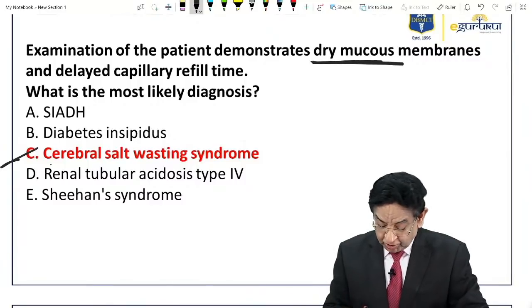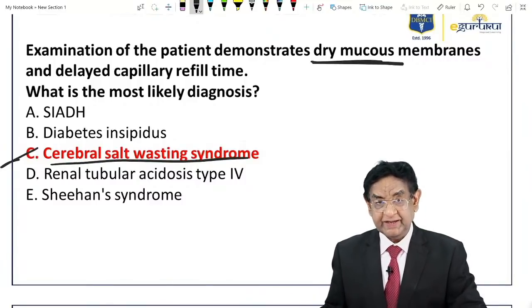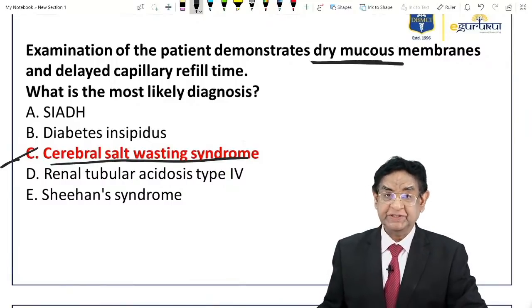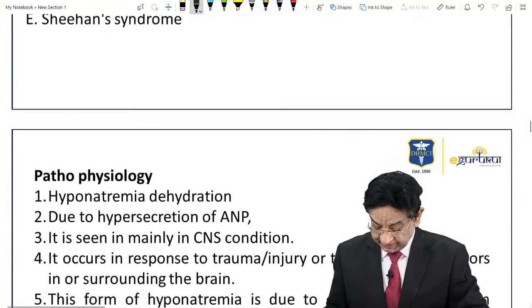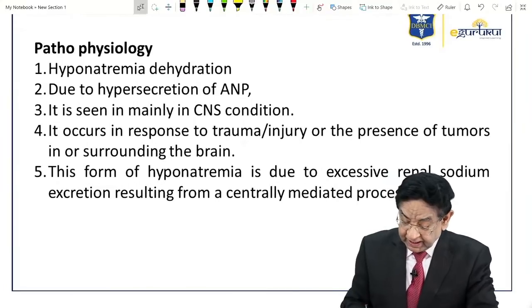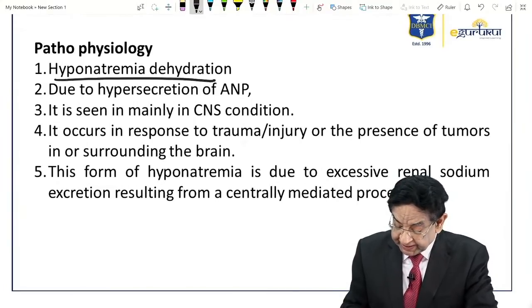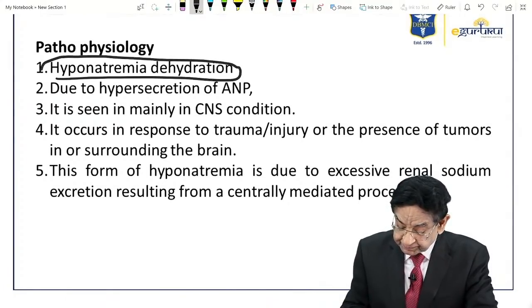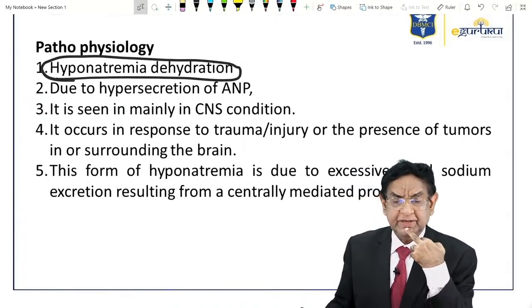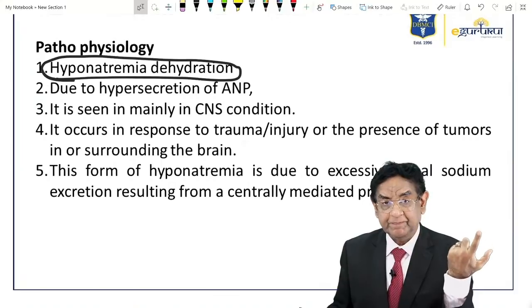This topic is not known to 95% of students. They are not aware of this. So let's talk about cerebral salt wasting syndrome. What is this? So it is hyponatremia with dehydration. Hyponatremia with dehydration. Agreed.